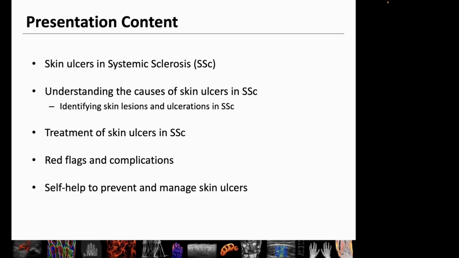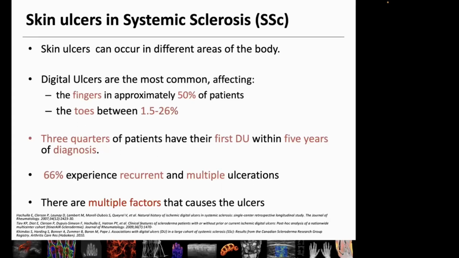For the treatments, I will be focusing on local treatment, not so much systemic. However, I will mention a systemic treatment specific for ulcers in scleroderma as well, just very briefly. And then we'll look into the red flags, and then we're going to go into self-help and how you can prevent and manage skin ulcerations. So just a very quick overview.